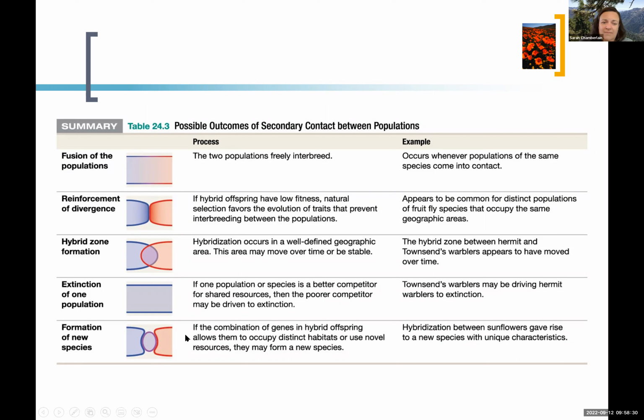Questions about that? Looking at this diagram, could I ask what the difference is between hybrid zone formation and formation of new species? So hybrid zone would imply that, so the little purple area, these guys can breed with the red population or the blue population. They're hybrids of those two populations. They can breed with either. Whereas in this case, the difference is that the hybrids sort of become their own distinct thing, and because the hybrids are unique enough, they can't go back and breed with either parent population.